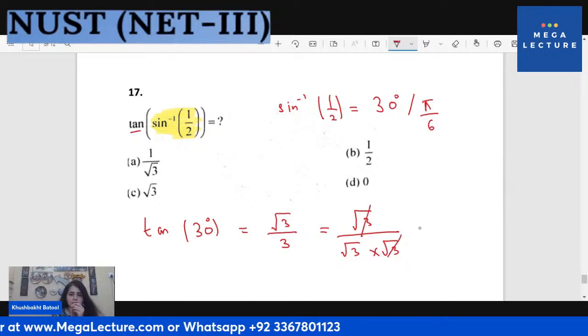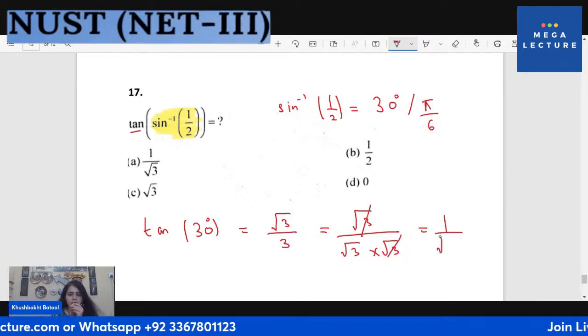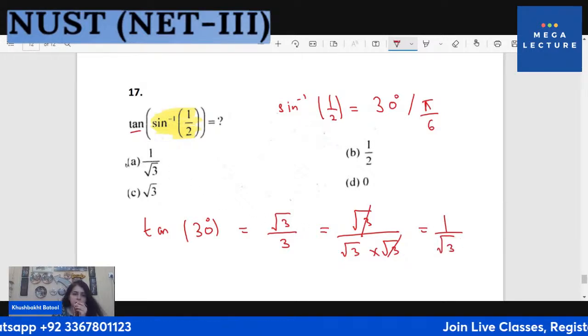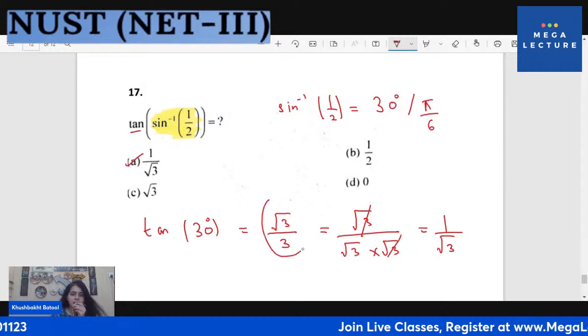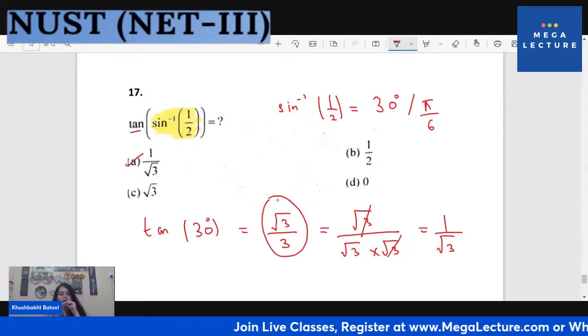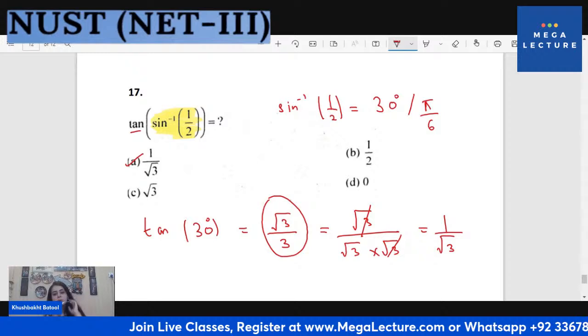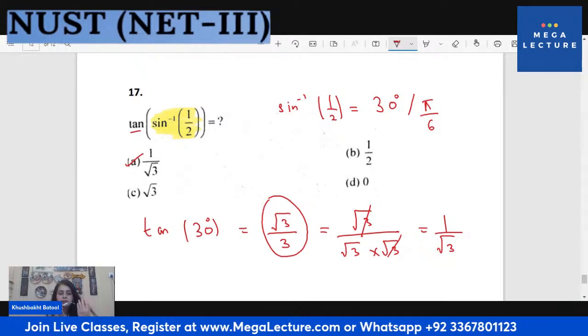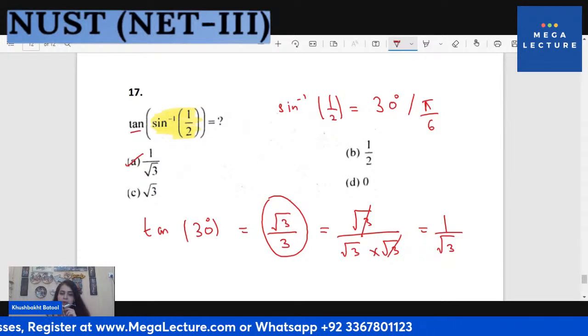This and this would be cancelled, and I would get 1 by root 3. So the answer would be A. Now initially this is what I got and I was not able to find it, so I had to simplify it just so I could see the correct answer. This would happen in any test.